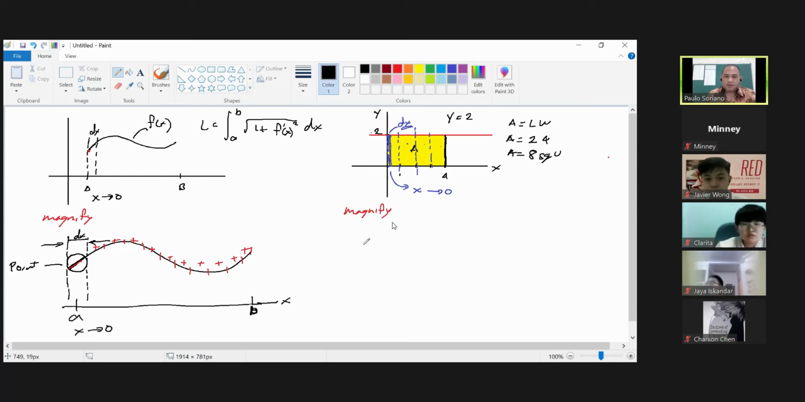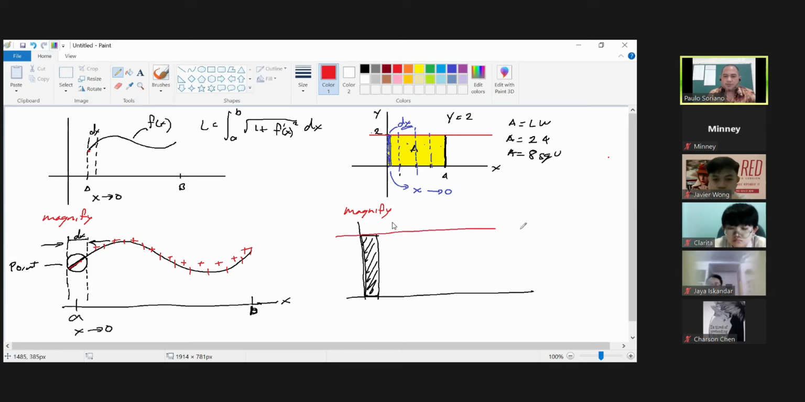I'm going to get something like this, right? And this is now the x-axis. This is now the y-axis. This is now our function over there. That is now y equal to, it was magnified. But this one is our dx.